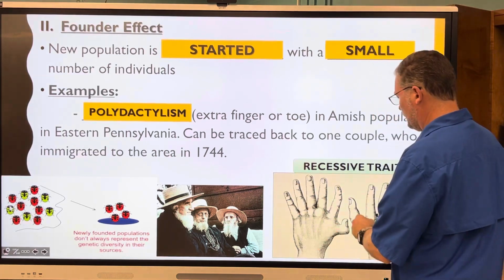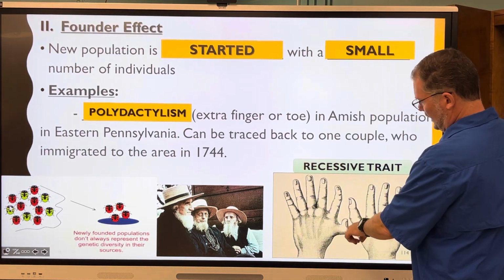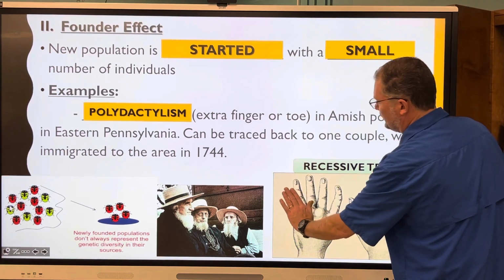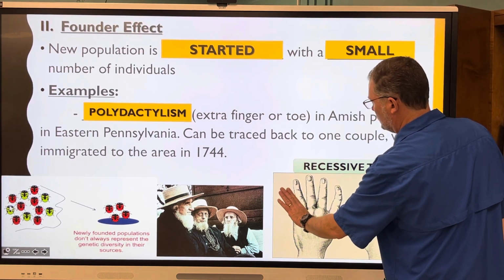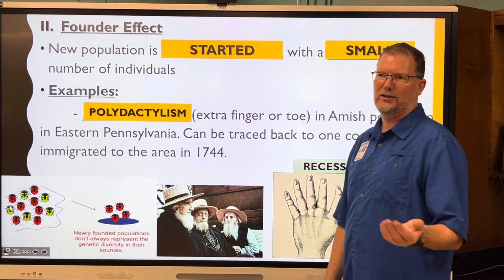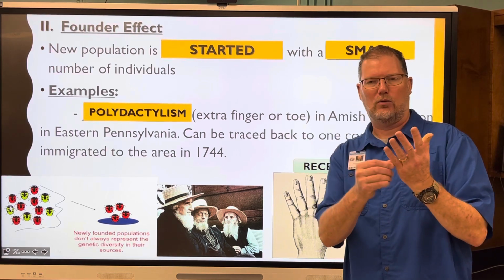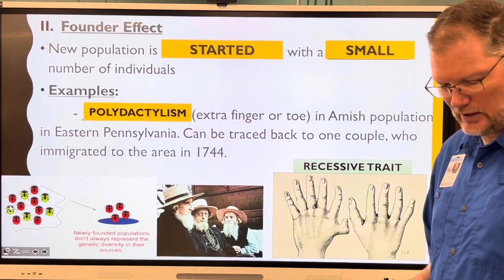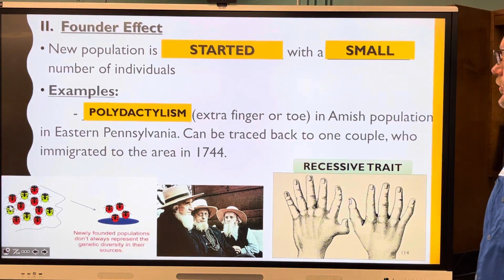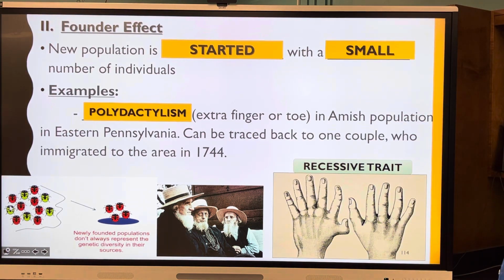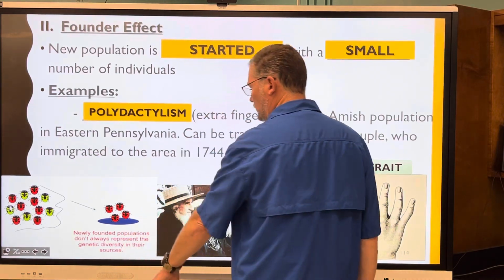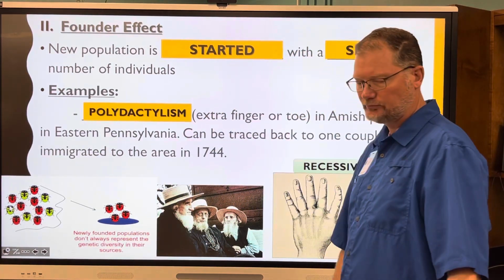So imagine if you just remove the pinky, and it's typically not a fully formed pinky, it's typically a little tiny thing. Anyway, they remove it, and nobody will ever know. You might not even have a scar at such a young age. So populations don't always represent the genetic diversity of their sources.